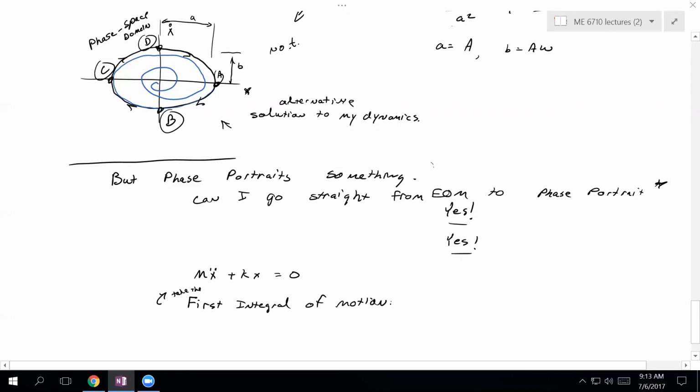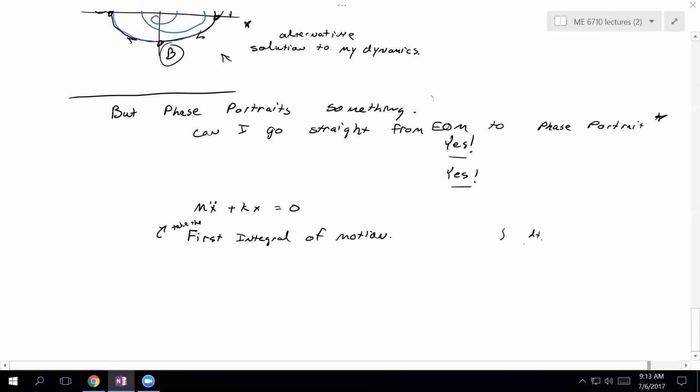Now, recall in time domain, I'd have to integrate with respect to time, right? But I'm ignoring time. In my phase space, I'm going to integrate with respect to space, which is x. And that's the beauty. I don't know who came up with this, but it's really quite amazing. So I'm going to integrate this whole equation of motion with respect to dx. Not dm, dx. So I get the integral of m x double dot dx plus the integral of kx dx equals the integral of 0 dx.